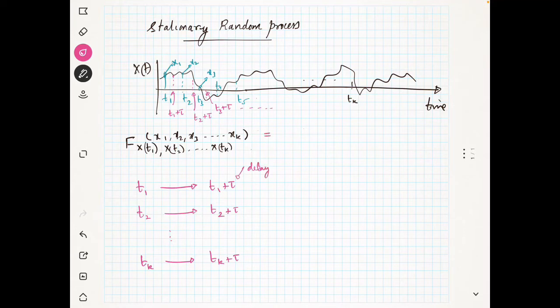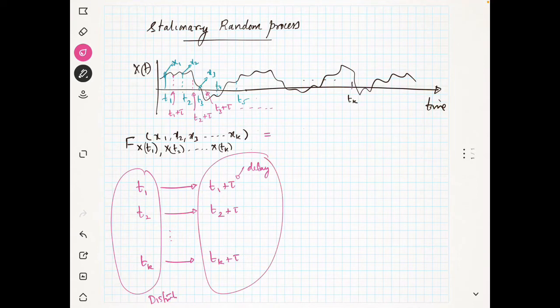Then what will be the distribution? If this distribution is the same as the distribution you obtained at t1, t2, up to tk, that is, at these points you have some distribution and after a constant delay you have a distribution, and both distributions are the same, then we say that the random process is strictly stationary. How can we write it? It is F_X of x(t1 plus tau), x(t2 plus tau), and so on up to x(tk plus tau), which takes the values x1, x2 up to xk. If both these distributions are the same, then the random process is strictly stationary.